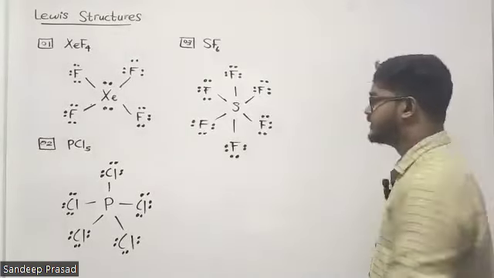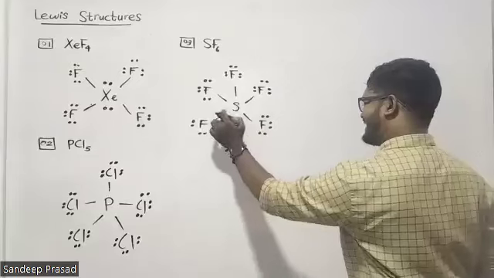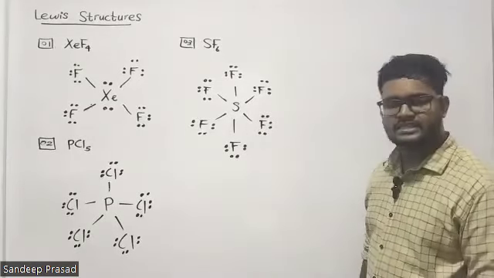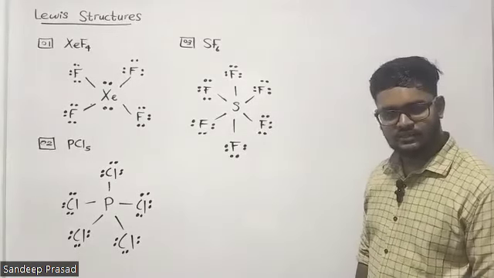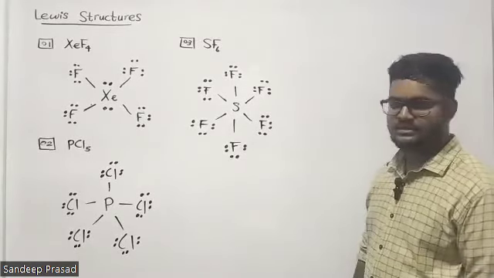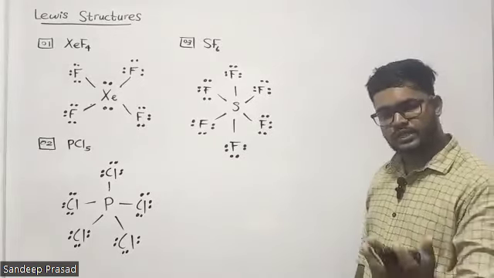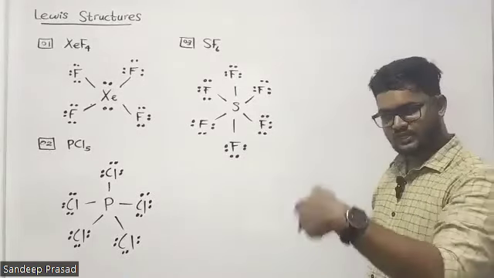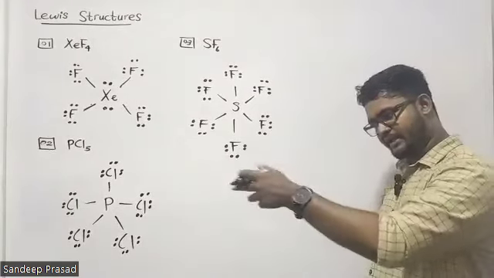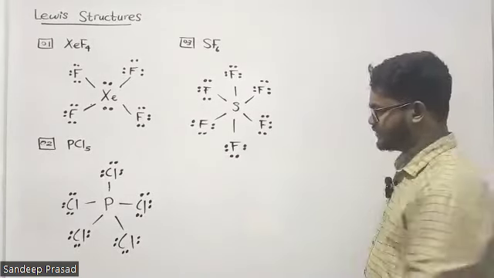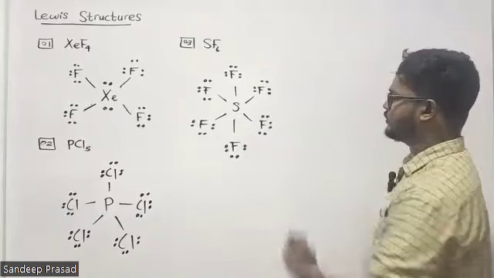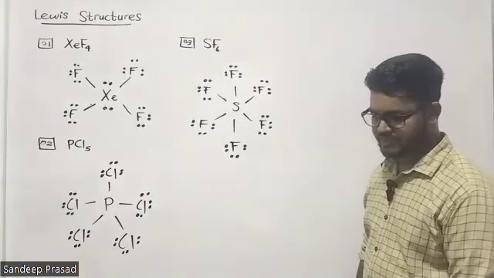What about the octet? 2, 4, 6, 8, 10, 12. The octet is exceeded. Can it exceed the octet? Yes, it can, because again, sulfur belongs to the third period. I told you that third period elements can shift the electrons to the d sub energy level and can make more than 4 bonds. So, sulfur hexafluoride, the structure looks like this.